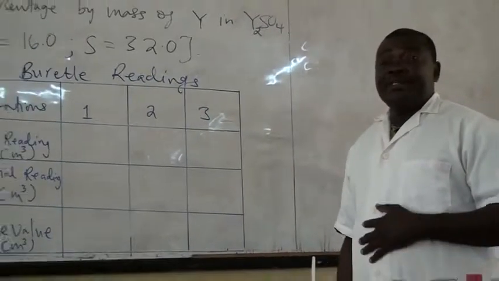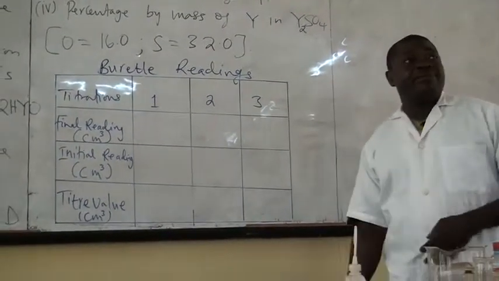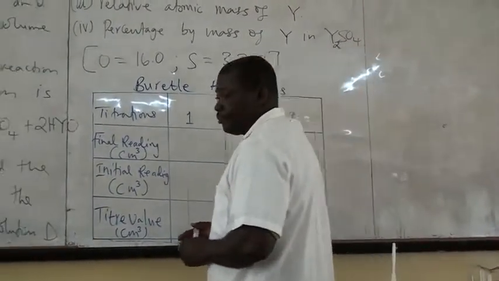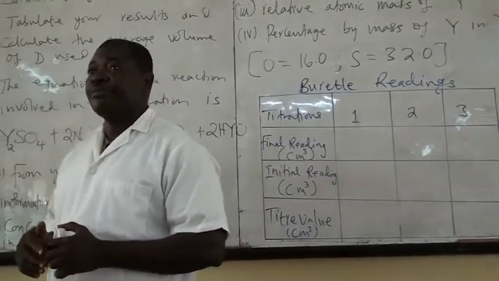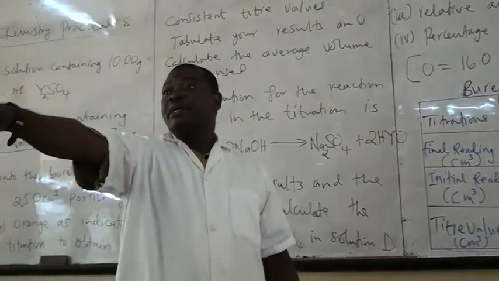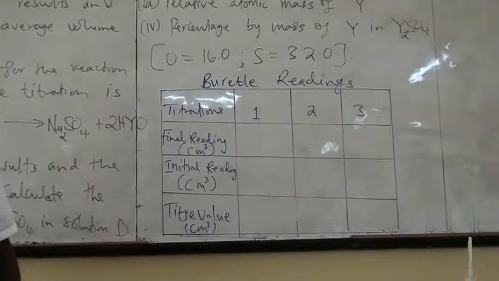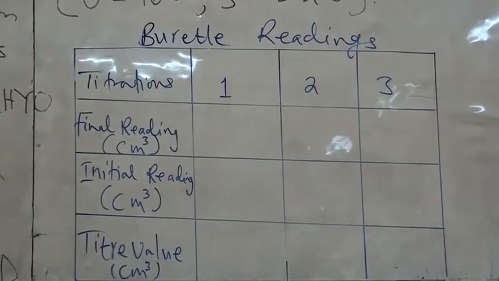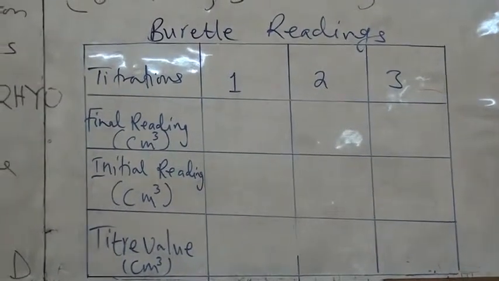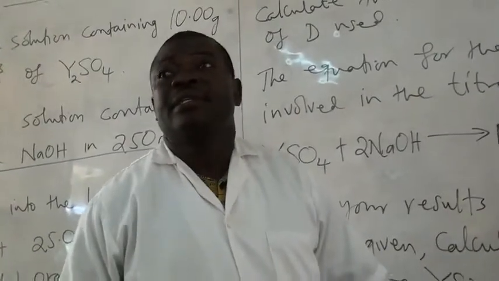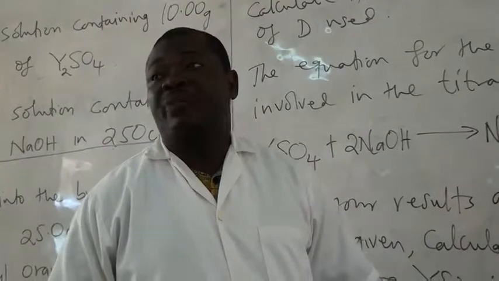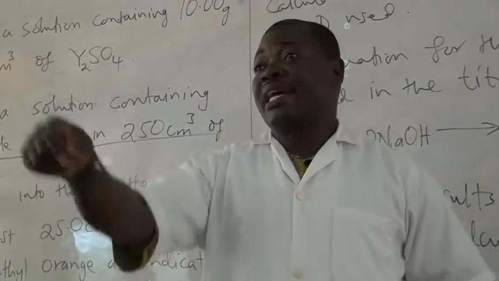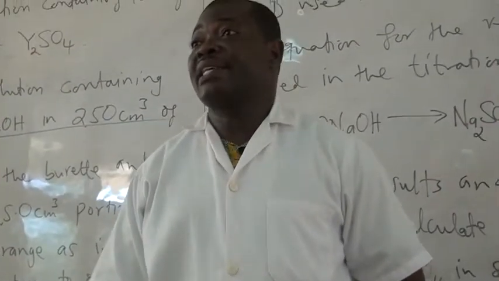Initial reading, we have the titer value. Hey, what are you doing? You have gone past the endpoint. What is the color of the endpoint? What color will you obtain at the endpoint? Orange. Is that color orange? What color is that?